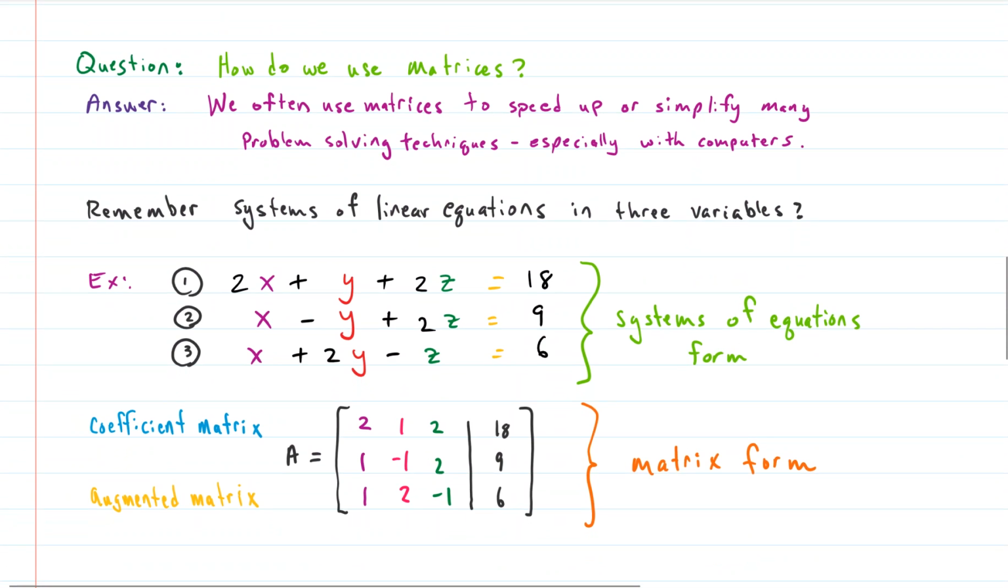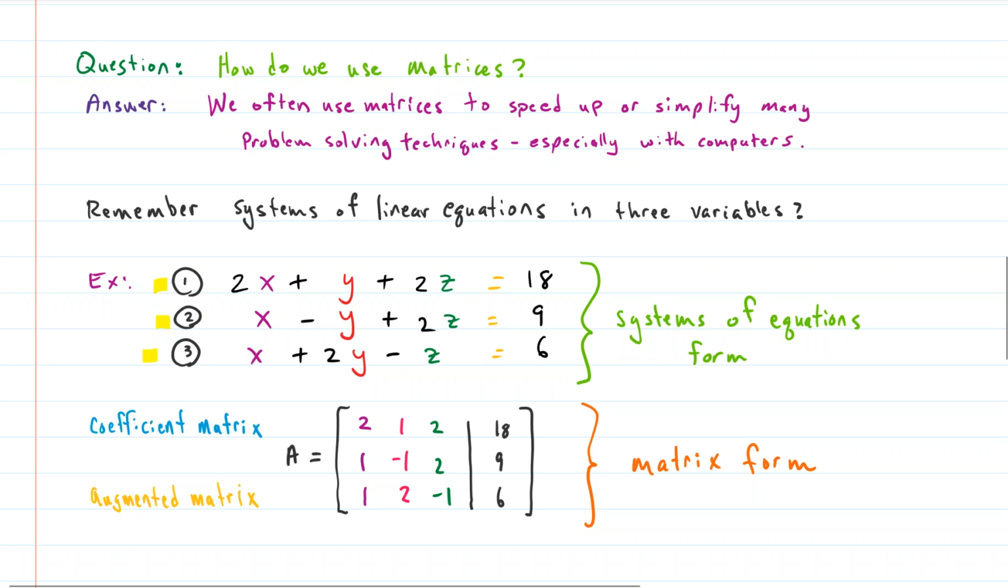How do we use matrices? Well, we often use matrices to speed up or simplify many problem-solving techniques, especially when we're using computers. It's a really quick way to do computation because you can just drop the variables. Notice down here, you can see I have a matrix here. I don't have any variables in there. So dropping the variables saves us a lot of time. And when we have systems of equations, say in 3 variables like we have here, I have an equation 1, equation 2, equation 3. We can solve this system. It's much faster to do it in a matrix.